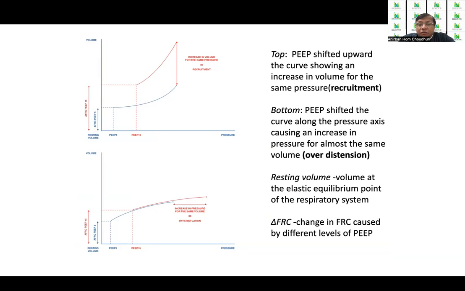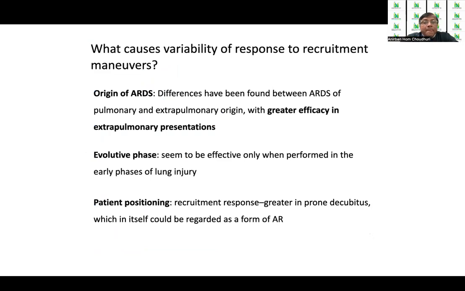The resting volume is the volume at the elastic equilibrium point of the respiratory system, and the delta FRC is the change in the FRC caused by the different levels of PEEP, which you can see the blue dotted lines are indicating, both upper and below. In the lower part, you can see it is less. In the upper part, you can see it is more. So this can clearly indicate whether the patient is moving towards recruitment or towards overdistension. Now, what causes variability of response to recruitment maneuvers?